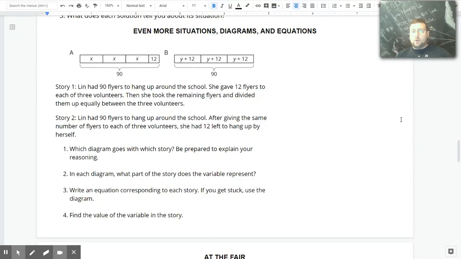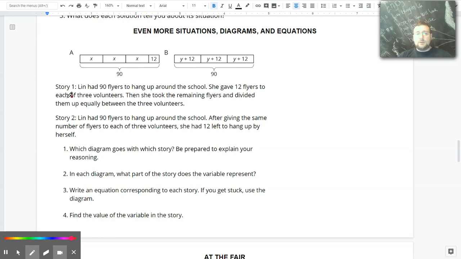So in this video, we're going to do our last practice, and this time we're going to try to match a story to a diagram that's already given, and then come up with a meaning for what the variable means in each problem, and finally an equation that we can use to solve, and then figure out what that solution actually means. All right, so let's get through all of that.